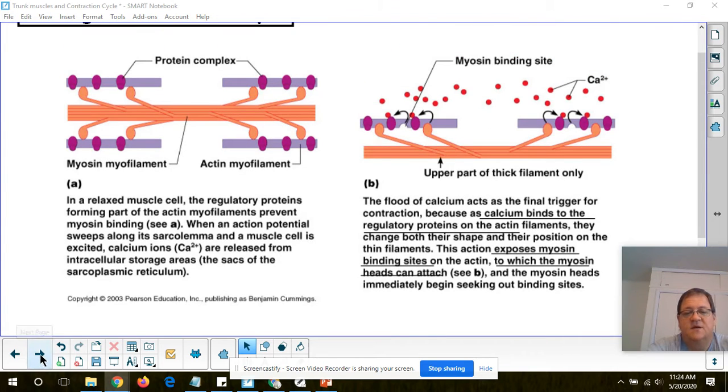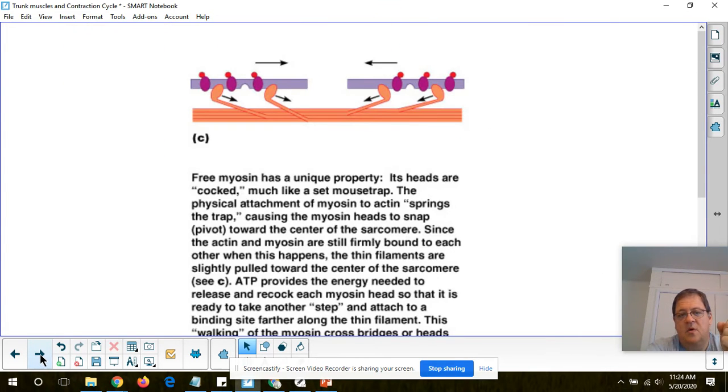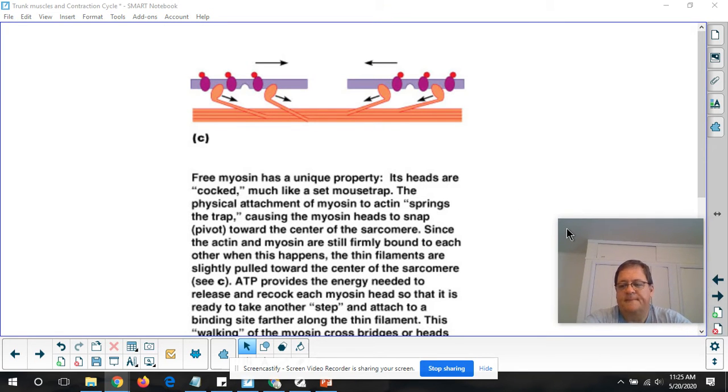That is the next slide. So this is the cross bridge. Once you have the cross bridge, now the myosin says, oh, hey, guess what? I've got some ATP. I've got some energy. I've bonded. It's time to move. Power stroke. The power stroke is the movement.